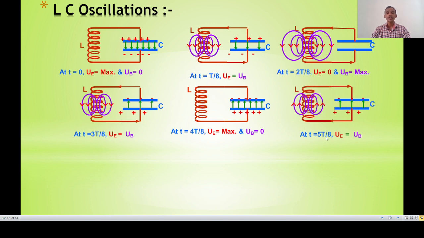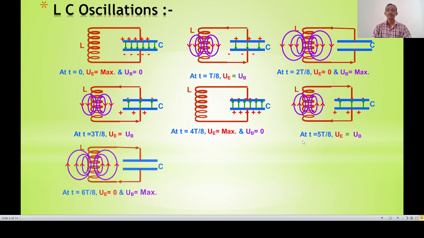Now after this case, that is at t is equal to 5T by 8, the capacitor goes on discharging in the reverse manner. In the second case the current was flowing in an anti-clockwise sense, but in this case, at t is equal to 5T by 8, the capacitor discharges in the reverse, that is, in a clockwise sense. In this case also the electrical energy is converted into magnetic energy, and at t is equal to 5T by 8, UE is equal to UB, that is, electrical energy is equal to the magnetic energy.